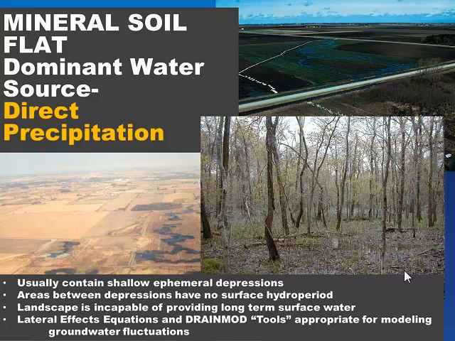ponding across the landscape. Usually mineral flats consist of small discrete areas of shallow ephemeral depressions separated by other areas that are actually non-wetland. But the point is, the landscape is too flat for surface runoff to be directed into them, and it's too flat for ponded water to flow out, and it's essentially perched.